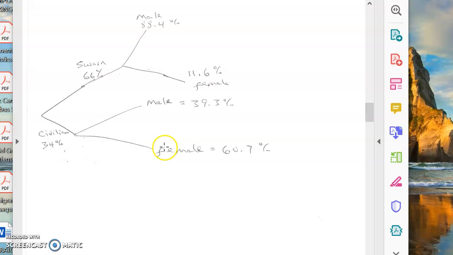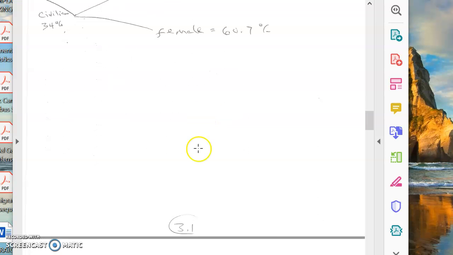So the probability of being male sworn is in the tree here. First you're sworn, that's 66%. Then you're a male, that's 88.4%. So we got that from the tree. Male civilian, 34% chance of being a civilian, and then a 39.3% chance of being a male. Okay, which we figured out earlier.